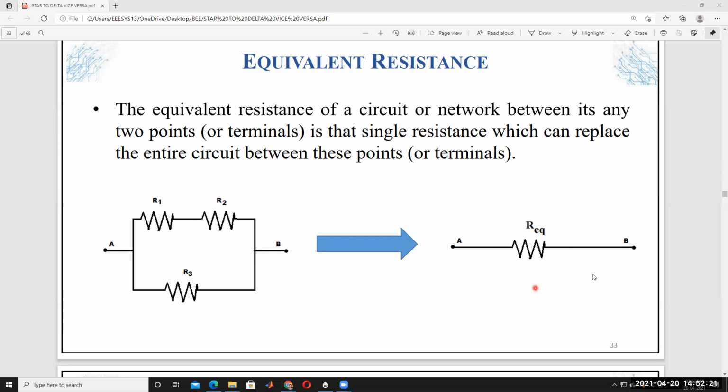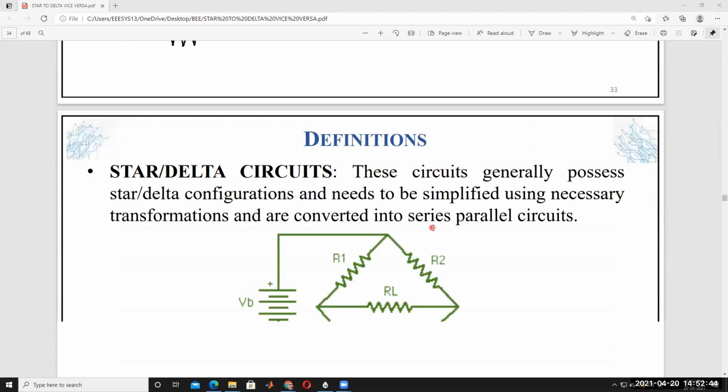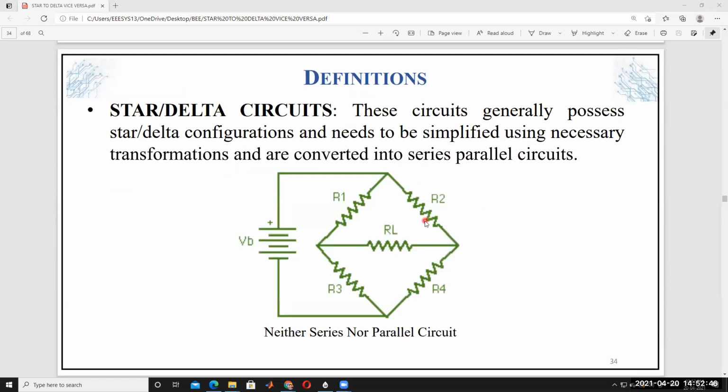That is represented by R equivalent. The equivalent resistance of the circuit or network between any two points or terminals is the single resistance which can replace the entire circuit between these points or terminals. So it can be replaced by a single resistance, that is called R equivalent. Okay. So, definitions, then star to delta circuits.